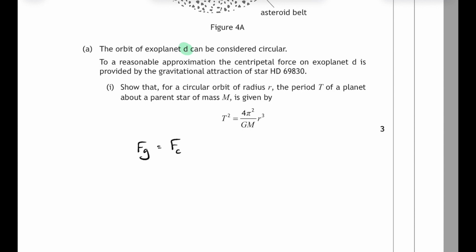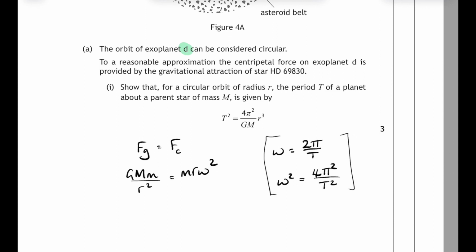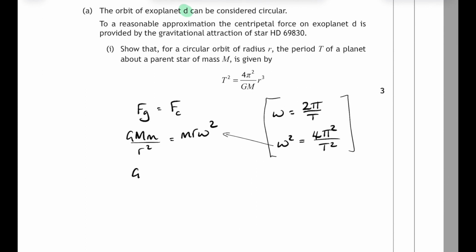So you had to start by saying that the centripetal force is provided by the gravitational force. So GMm over r squared is going to be equal to m r omega squared, which is the easiest way to do this. Now, omega equals 2 pi over T is also on your relationship sheet, and if we square all that, we get omega squared equals 4 pi squared over T squared. Then it's just a case of subbing in for omega squared on the left hand side there. So GMm over r squared will be equal to m r times 4 pi squared over T squared.